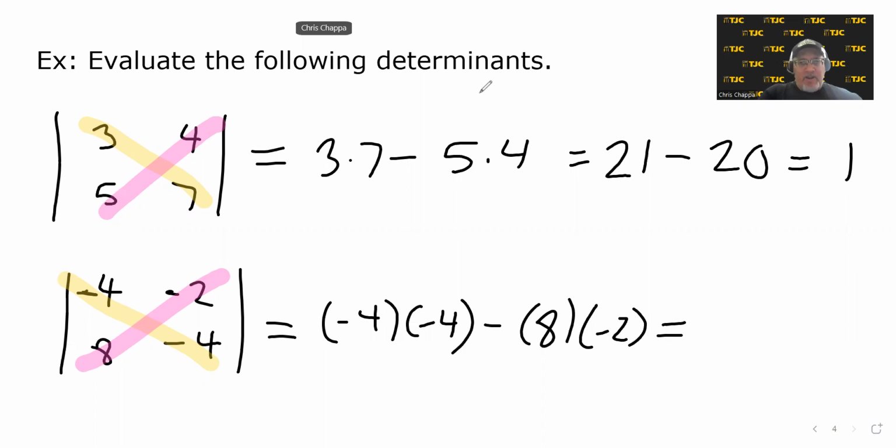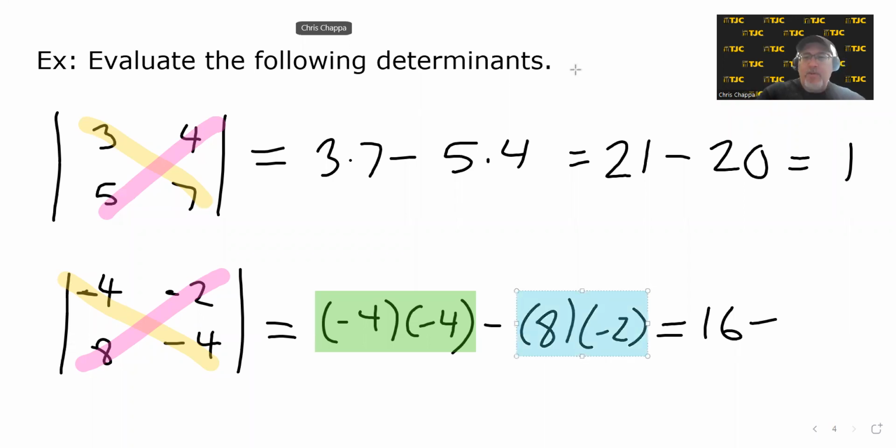Now be very careful when you have negatives involved because the definition already has a subtraction in there. If we find the product of the first two, we'll get 16 minus, and if we find the product of the second two, we'll put these in this color blue, that's -16. Okay, I meant for this to equal 0, but it's not going to. That's okay. And then 16 minus -16 is positive 32.